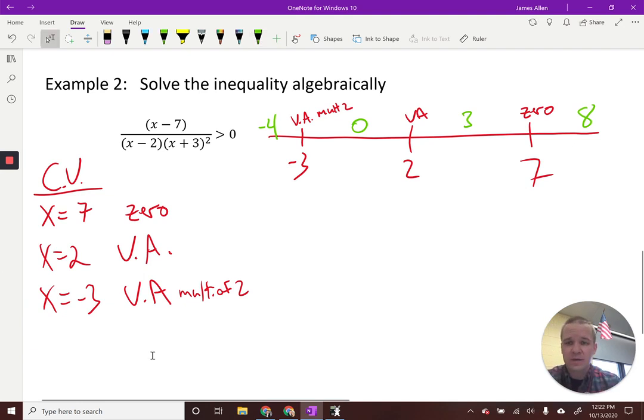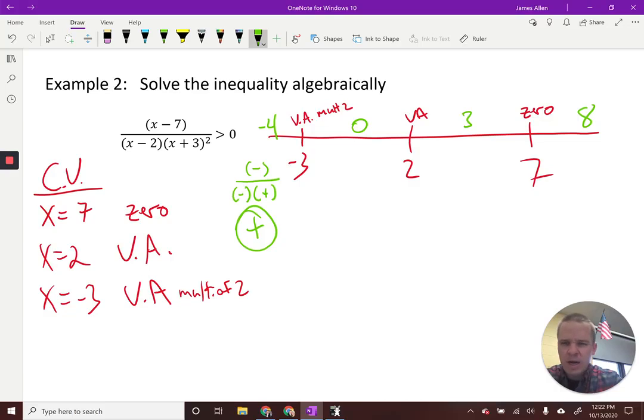If I plug in -4 to this thing, I've got a negative, and I know this is always going to be positive because it's squared, right? So I have a negative, then I have a positive, which gives me positive overall. And then for 0, I have negative when I plug it in with the -2 there, so negative. And then I have a positive once again, right? That one's always going to be positive. Boom, positive. And then if I plug in 3, I'm going to have a negative in the numerator, and then I'll have positive, and then positive as always for that one.